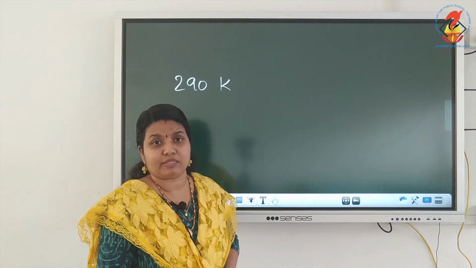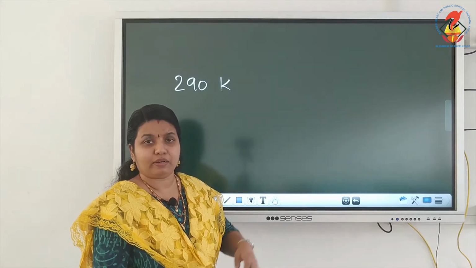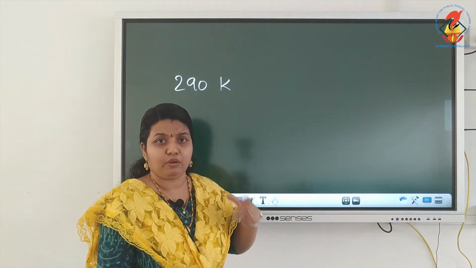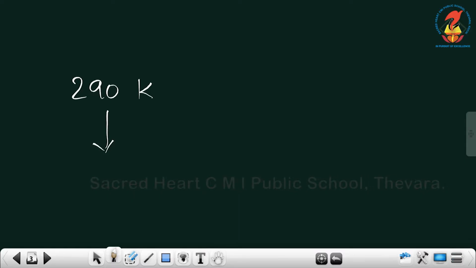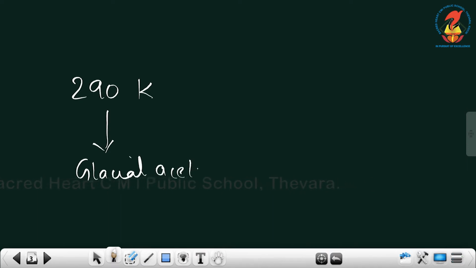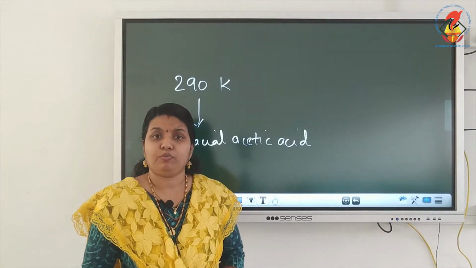So it often freezes in cold climate. In some countries the temperature will be always very low. At 17 degrees Celsius it starts to freeze. That is the reason why pure ethanoic acid is known as glacial acetic acid. It is an important question. Why is pure ethanoic acid known as glacial acetic acid? The reason is it has a very low freezing point.